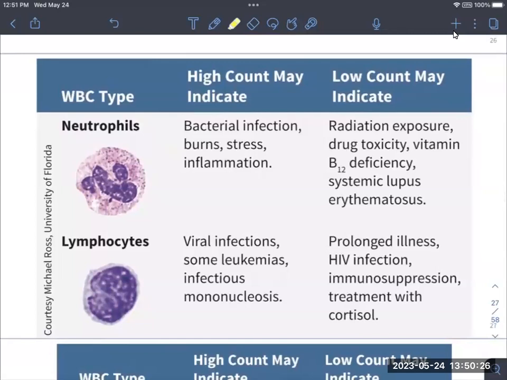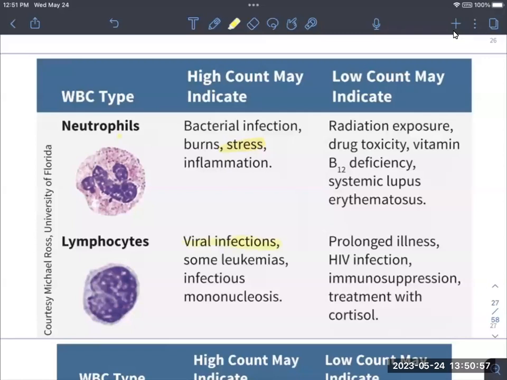So our neutrophils, if we have a bacterial infection, our neutrophils could be high. A burn, even high levels of stress, neutrophils play a role in. Inflammations, radiation exposure, drug toxicity, a vitamin B12 deficiency, lupus, that can indicate low numbers.